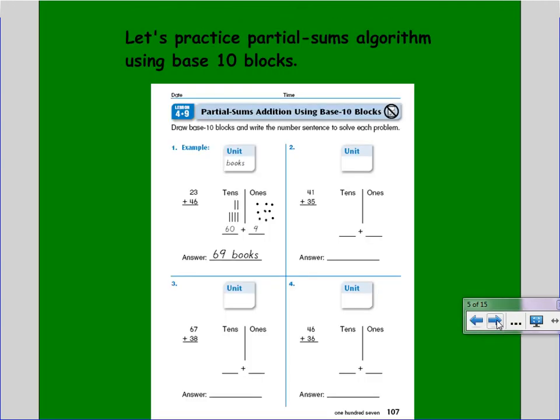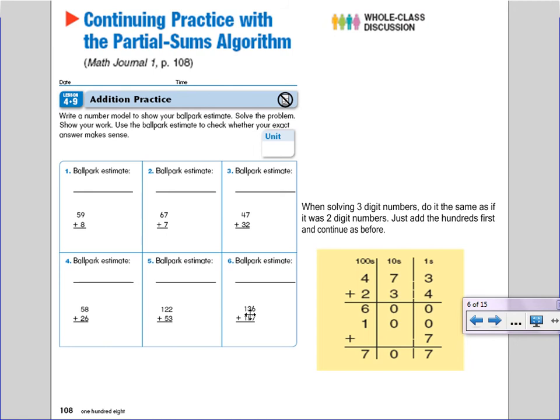So far you have 107. Here's 108 that you probably started yesterday. You're going to write a number model to show your ballpark estimate right here. Write your number model right there. Your unit gets written there, what you want to count. So 59, is it closer to 50 or 60? You're going to write that there. Plus 8, is that closer to 0 or 10? And so whatever plus whatever equals, and that's your ballpark estimate.